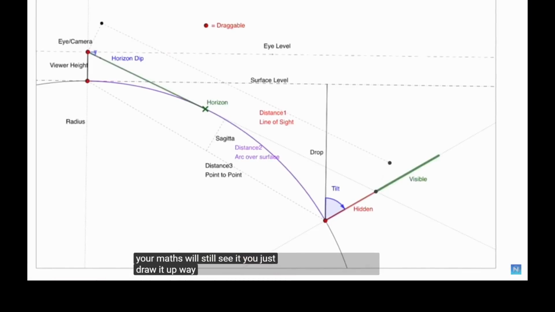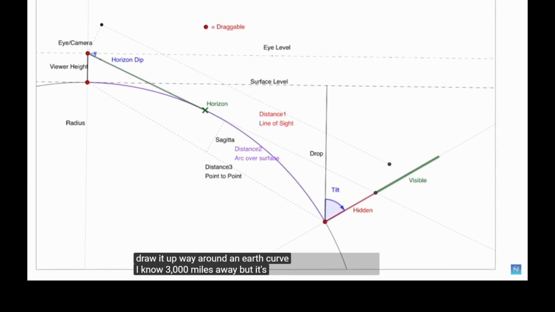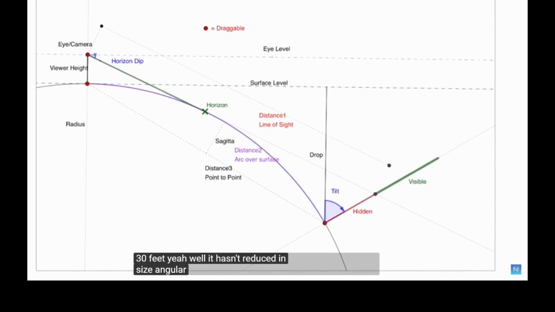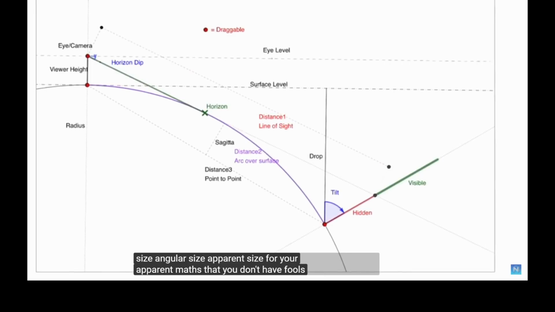You just draw it halfway around an Earth curve. I don't know, 3,000 miles away, but it's still 30 feet. Yeah, well, it hasn't reduced in size. Angular size, apparent size. For your apparent maths that you don't have.